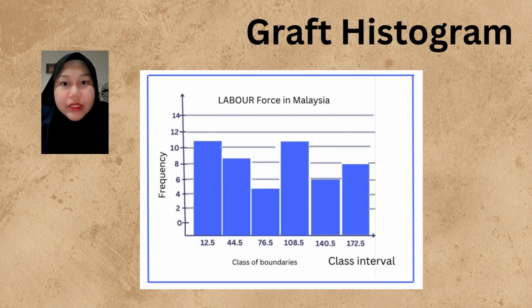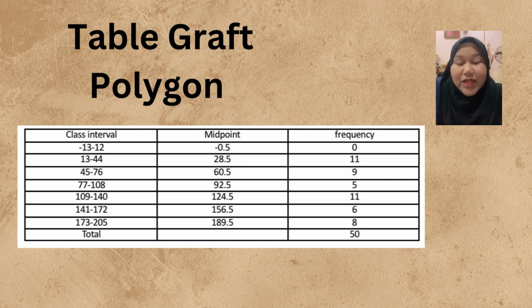So this is the graph, the histogram. So this is the table for the graph polygon. Class interval -19 until 12, midpoint -0.5, frequency 0. 13 until 44, midpoint 28.5, frequency 11. 45 until 76, midpoint 60.5, and frequency 9. 77 until 108, midpoint 92.5.